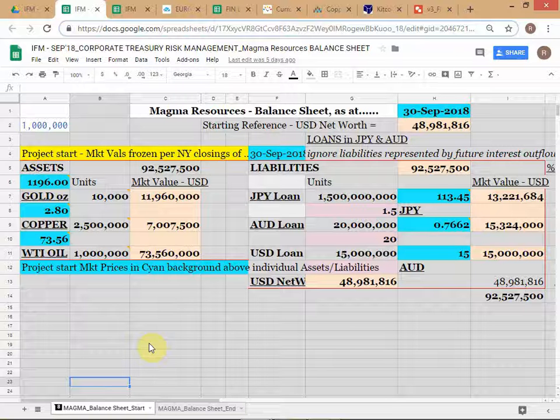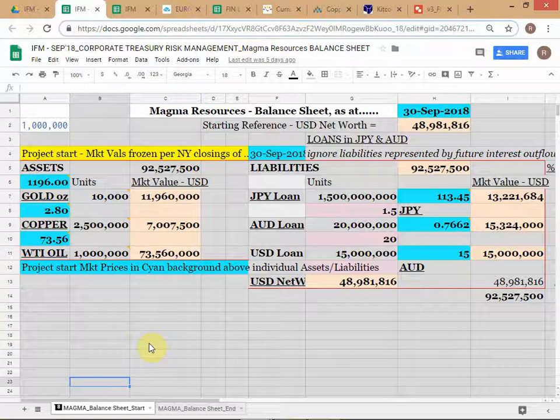What I'm going to do is rewrite the case to remove the problem of interest, because I said in row number 4, ignore liabilities represented by future interest outflows. I might actually remove that, and then I'll make these two zero coupon bonds. The yen loan and the Aussie loan will be zero coupon bonds, so there's no interest liability. There's a bullet repayment of principal at the end, after five years. So you're just looking at a lump sum principal payment at the end of 5 years, in yen of 1.5 billion yen, and in Aussie dollars of 20 million Aussie dollars. That's the amount that you paid. Obviously the disbursement that you got is much less.